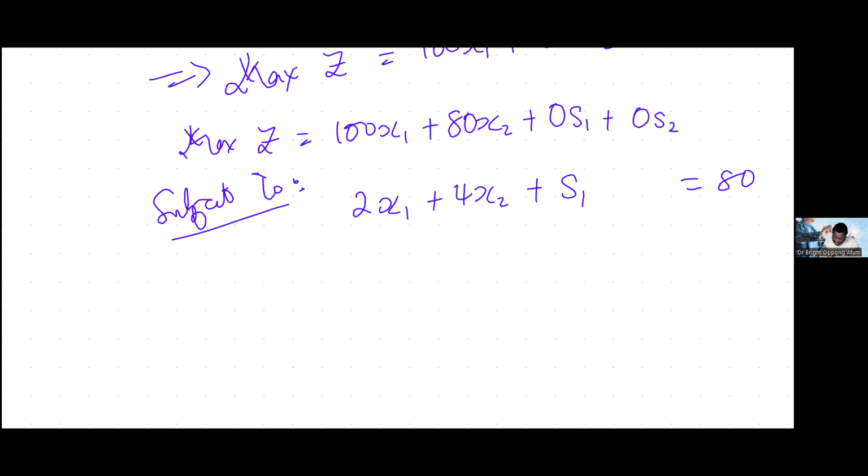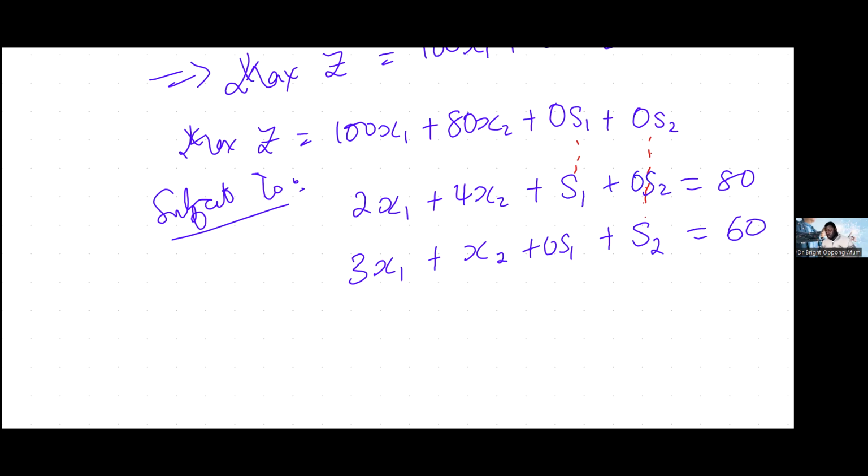Now, the second constraint is 3x1 plus x2 plus our s2 here is equal to 60. So you see how I do the alignments just so we know where they stand. Good. So in case you want to introduce the s1 in the second constraint, it can be 0s1. If in the first constraint, it can be 0s2.